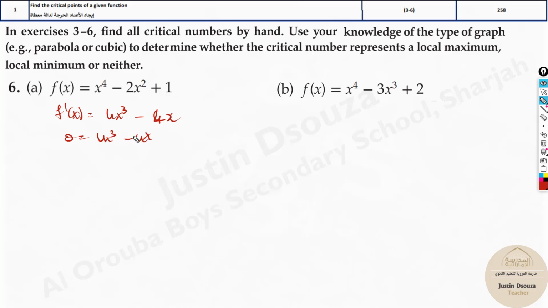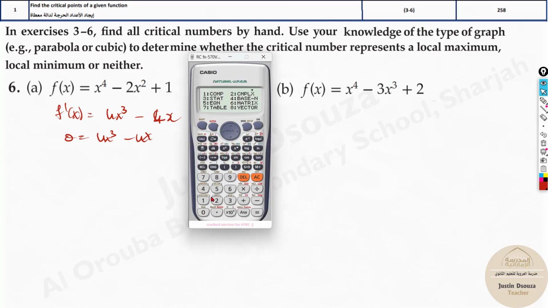You can directly factor it and solve for x as well, but I'll just use the calculator, which is easier. Here we need to go to MODE 5, and 2 doesn't work because it's cubic, so go to MODE 5 4. Now type in the coefficient of x cubed, which is 4. There is no x squared term, so it's 0, and then x is minus 4, and then we have 0 again. The answer is 1, minus 1, and 0.